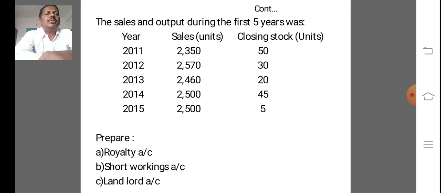And next, the sales and output during the first 5 years are given. Year 11, 12, 13, 14, 15, sales 2,350, 2,570, 2,460, 2,500, 2,500, closing stock 50, 30, 20, 45, 5. Prepare royalty account, short workings account and landlord account.